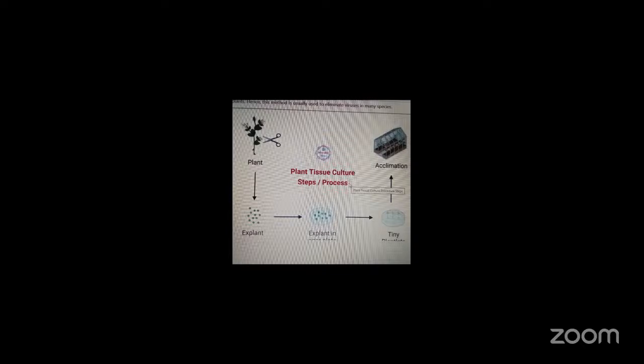So in the indirect method, callus is formed. From that callus only the complete plants develop, meaning the primary explant is transferred and the callus is formed. So after the callus, the shoots and roots develop.